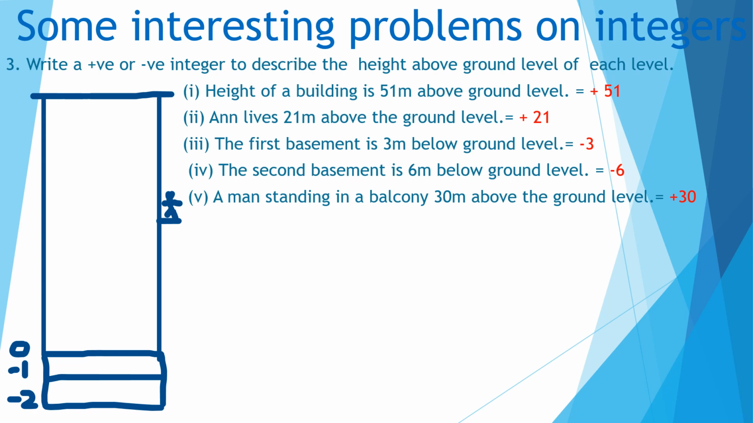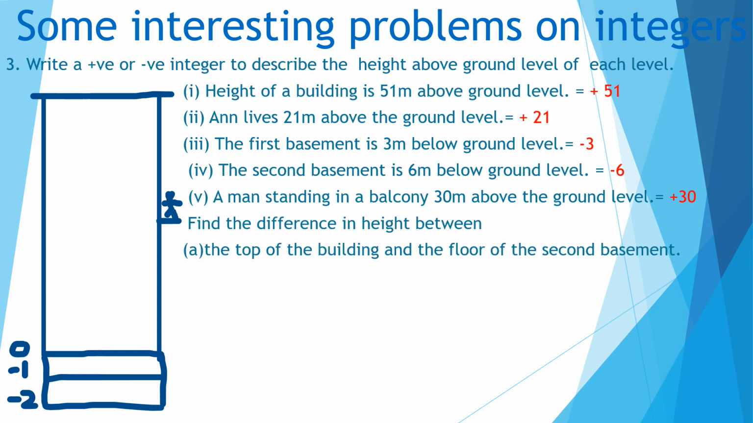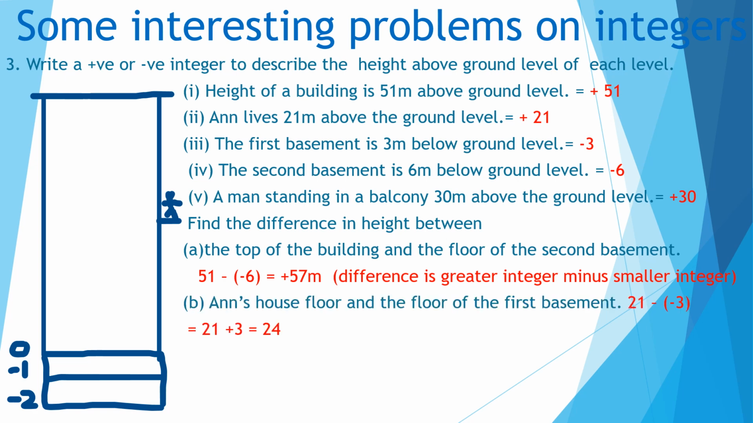A man standing in a balcony 30 meters above the ground level. He is plus 30 meters above the ground level. So now we have to find the difference in height between the top of the building and the floor of the second basement. So it will be 51 minus 6, which comes out to be 57 meters, because difference is greater integer minus the smaller integer.